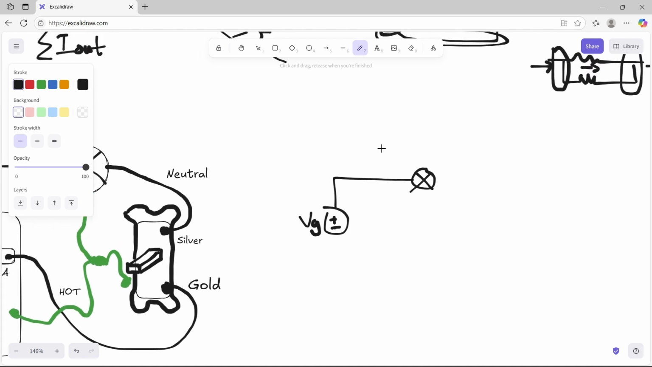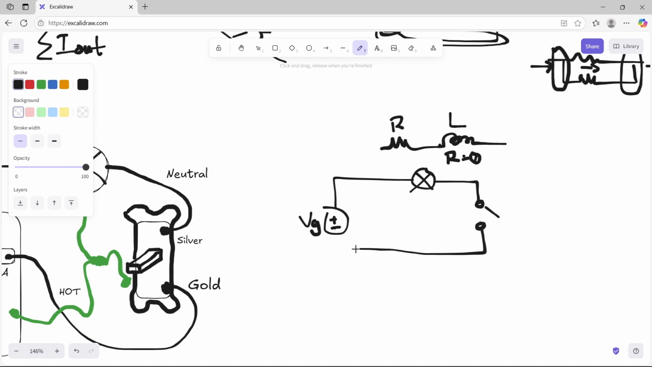And the truth is, the light can be modeled with a resistor R, and then, wow, that is a terrible drawing, a series inductor. The truth is, we have yet to get to inductors, so I'm just going to gloss over that one. All you need to know is that at steady state, an inductor looks like a resistor of zero value, 0 ohm. So it's a short, is what we call it. And then that will pass through that single pole, single throw switch that we have here in our light switch.